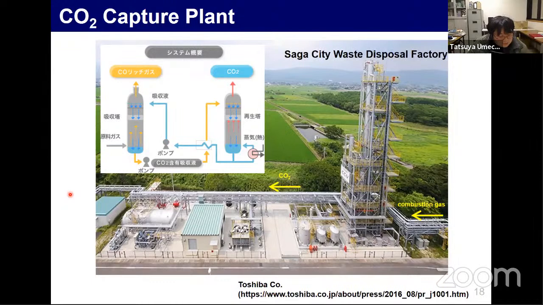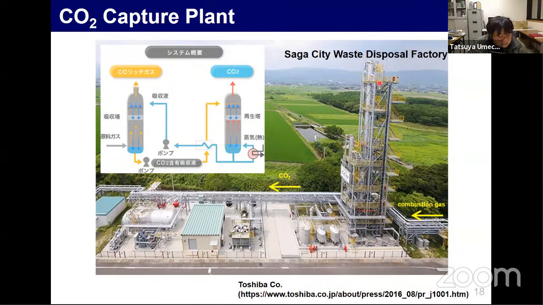The combustion gas with carbon dioxide comes from the lower right of the photograph. The higher tower in the photograph is a reactor to catch carbon dioxide from the combustion gas. In this reactor, the upward flowing carbon dioxide in the combustion gas reacts with the downward flowing liquid solution.